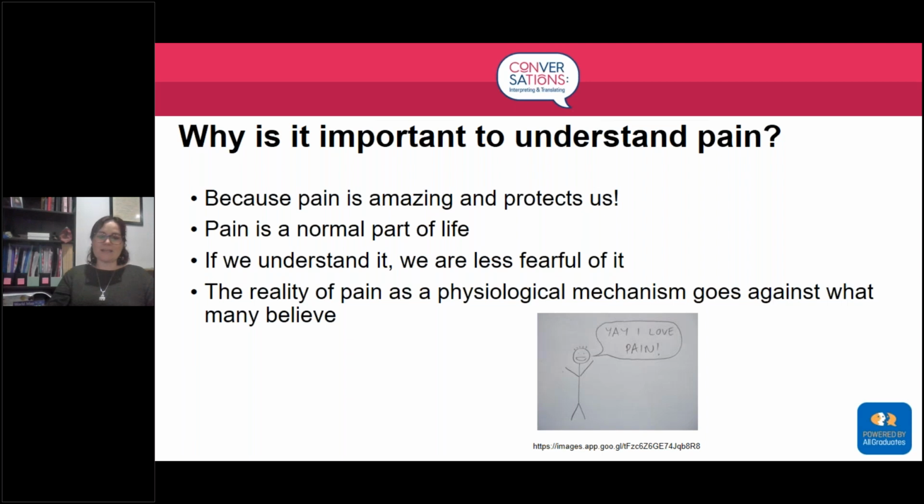And you'll probably find this a little bit as we go through, that the reality of pain as a physiological process goes against what many people, including myself before I'd learnt about it, believe, and against what advertising and, I guess, what society outside of the scientific realm tells us.